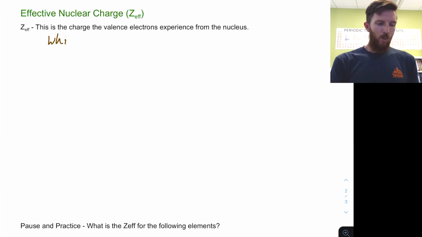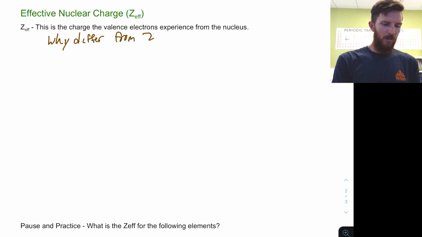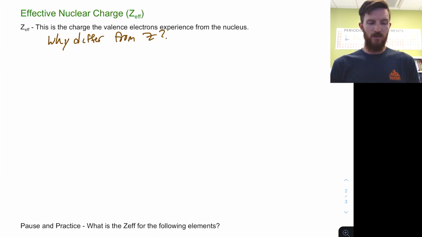And let's talk about why this would differ from the actual charge of the nucleus. Z is what we classify as the charge of the nucleus. Why would it differ? Why wouldn't it be the same?